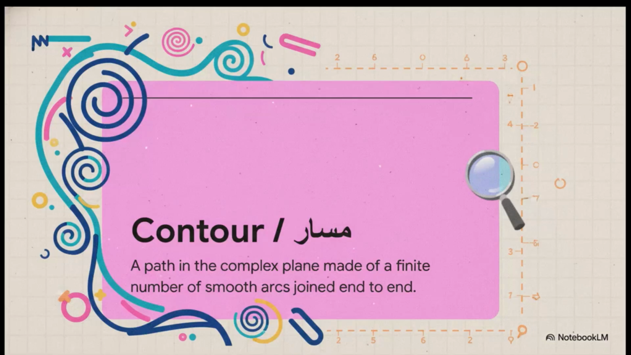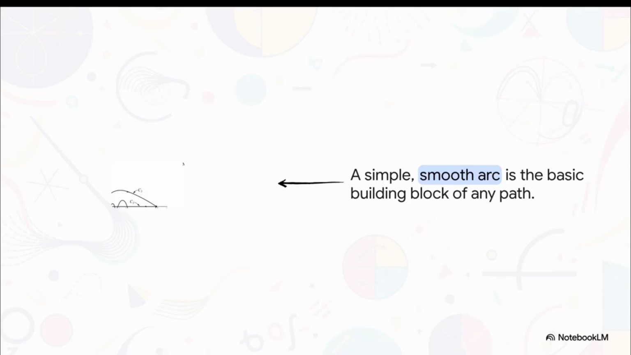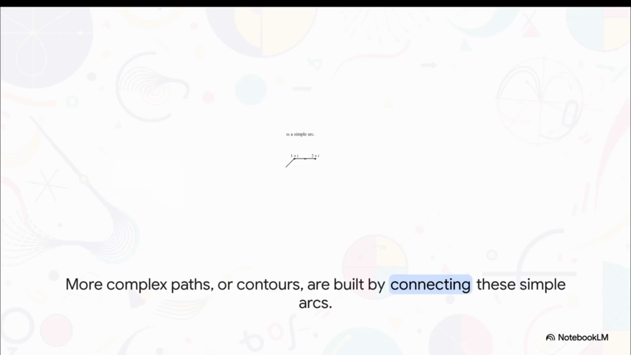And that brings us to our first huge term, the contour, or in Arabic, masar. Think of it like a very specific, well-behaved route on a map. It's not just some random scribble. It's carefully constructed from a bunch of smooth, connected pieces. So the fundamental building block, the Lego piece of any path, is what you're looking at here. A simple, smooth arc. And smooth is the key word. It means no sharp corners, no sudden breaks. It's a perfectly predictable little piece of our mathematical road, and that's absolutely essential for integration to even work. And then we can build more interesting routes just by connecting these smooth arcs one after the other, end to end.